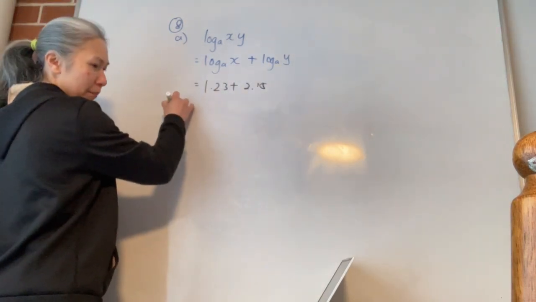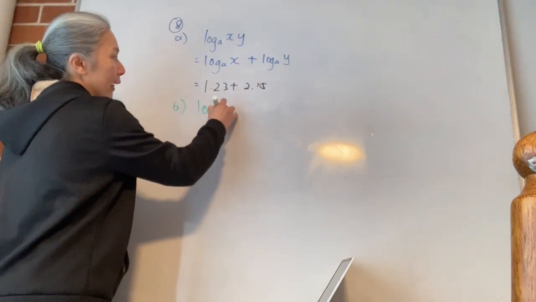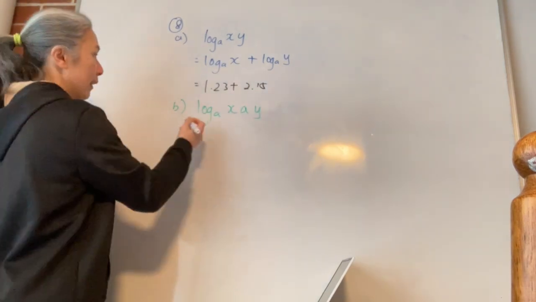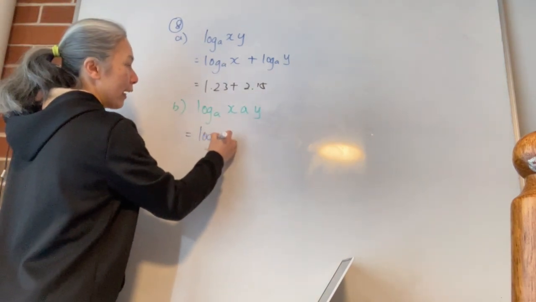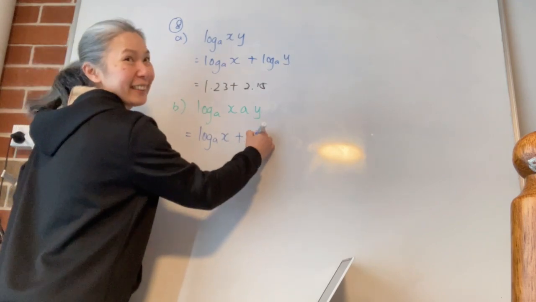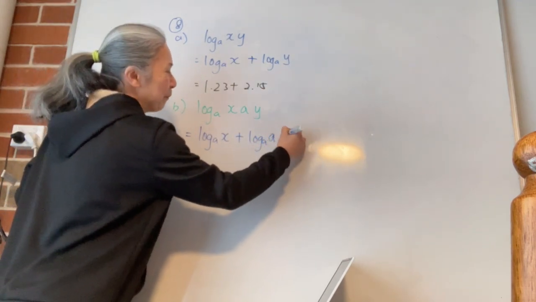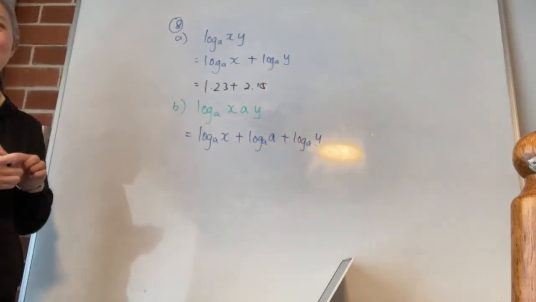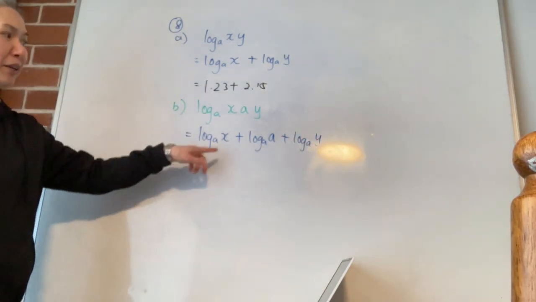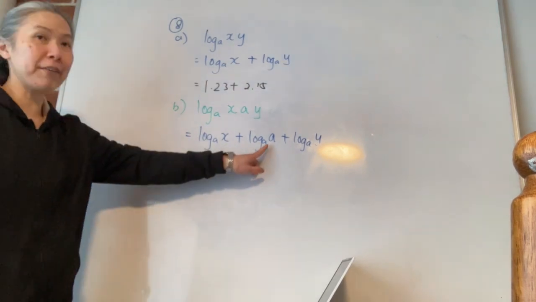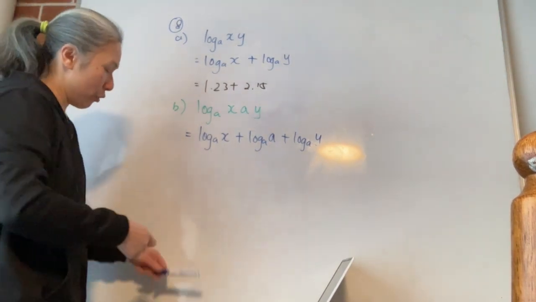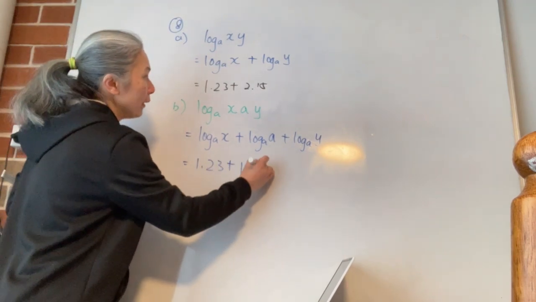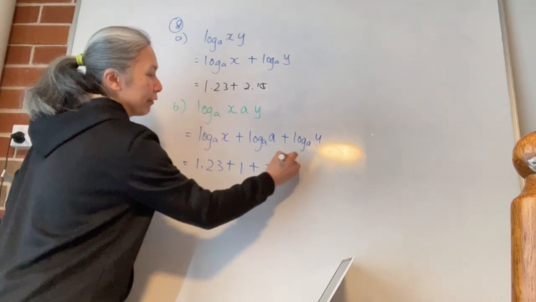So this is question B, where you have log A of xy. So I can split it by saying that this is log A of x plus log A of y. Yes, isn't that the same? Yeah, that's what you are going to get. And then you can replace them. And you know log A of A is 1. So that means you are going to have it as 1.23 plus 1 plus 2.15.